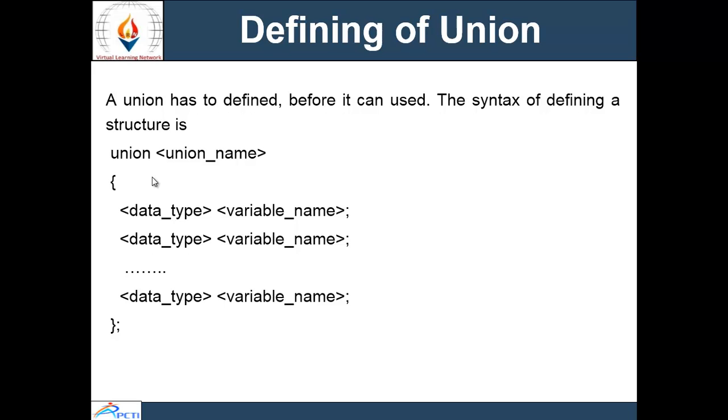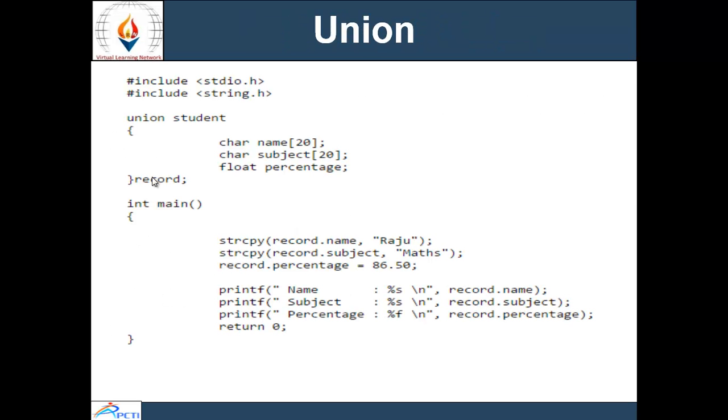Here is the syntax of declaring a union. A union has to be defined before it can be used. Similarly to structure, instead of struct, I have written here union and then your union name and then the members of the union and then the end of this. It's showing the output like this.